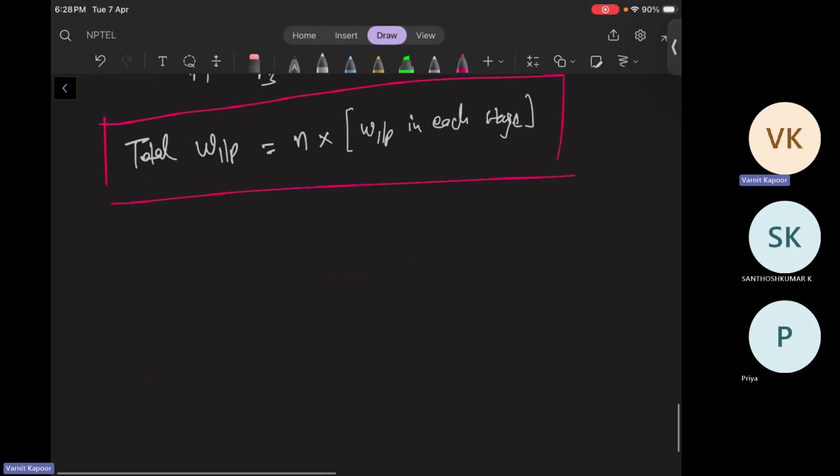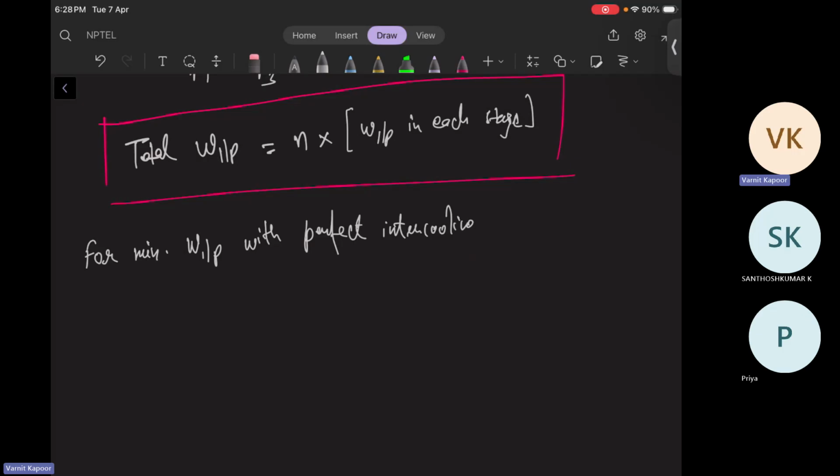Let me write this point also. For minimum work input with perfect intercooling, work done in each stage is the same. And the best case scenario will be if the condition is isothermal.